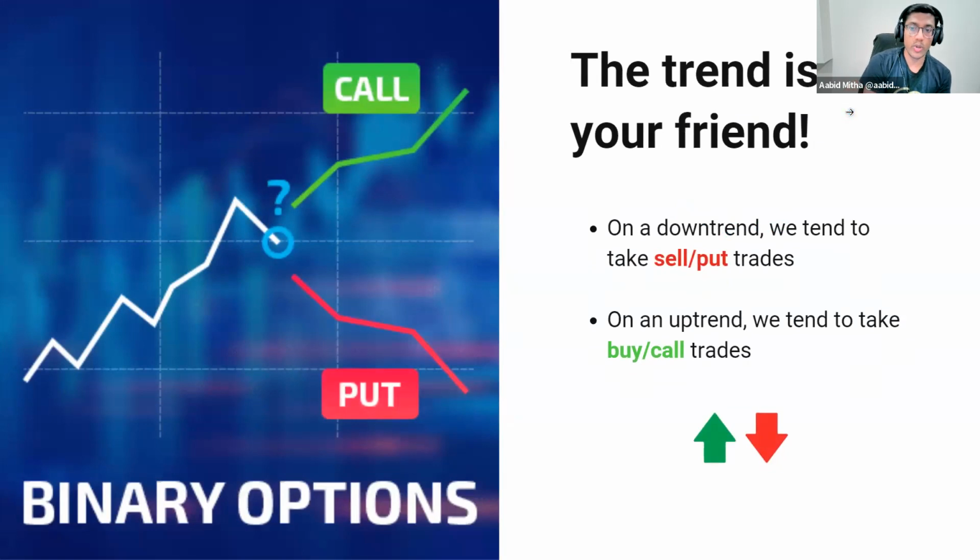So we like to say the trend is your friend, and that applies when trading under many different circumstances, not always, but within binary options, I like to trade with the trend. What that means is if we are in a downtrend, we want to look for sells. And if we are in an uptrend, we want to look for buys, right?